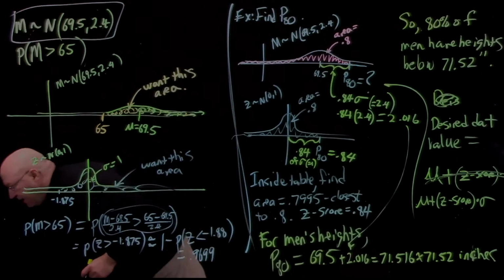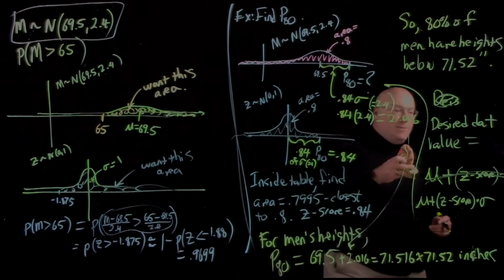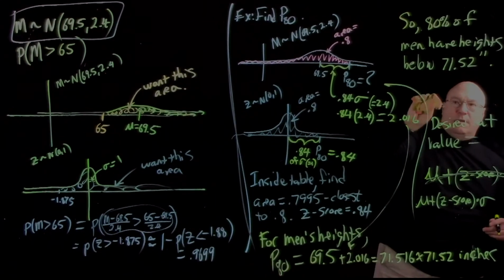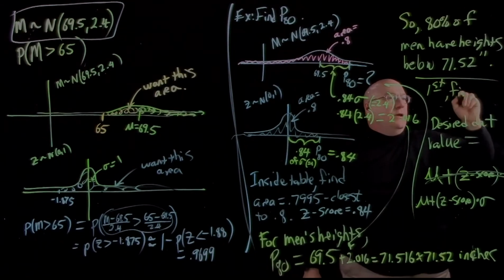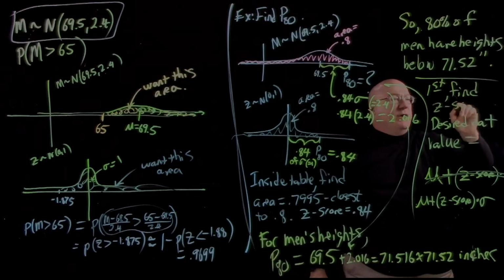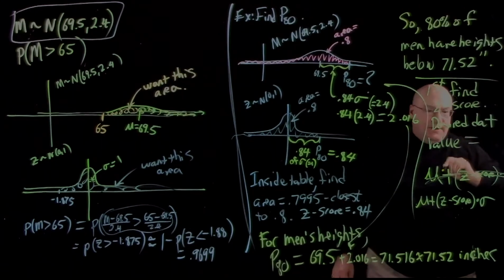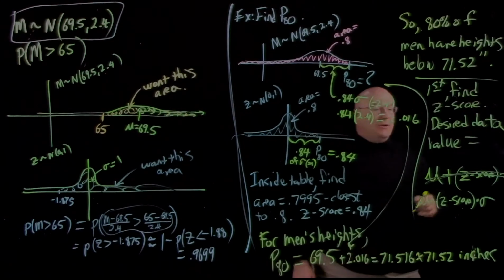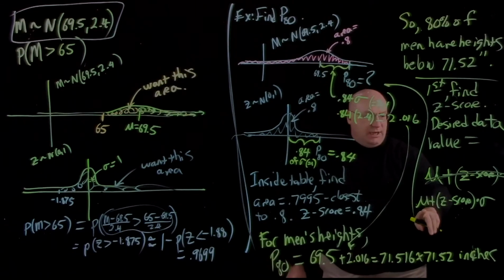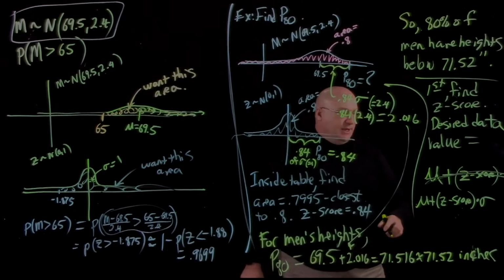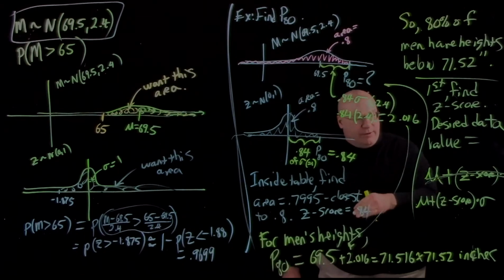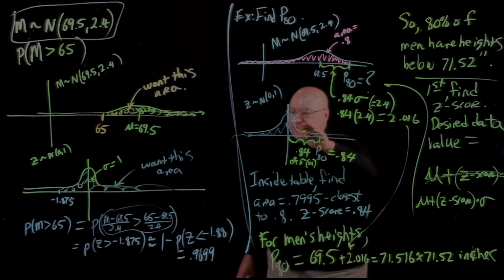Let me just stick that in to make sure you have it up here. So how to do this in general? First, find the z-score, which we've already done. We've already done problems like that. Then our desired data value will be the mean plus the z-score times sigma. And if the z-score is negative, then you're going to be below the mean. If it's positive, you'll be above the mean, as in this example.